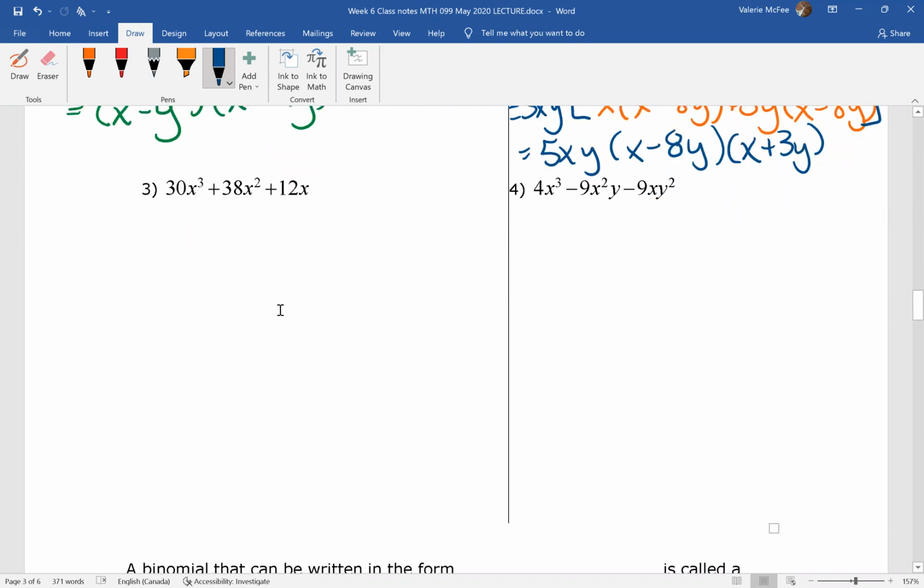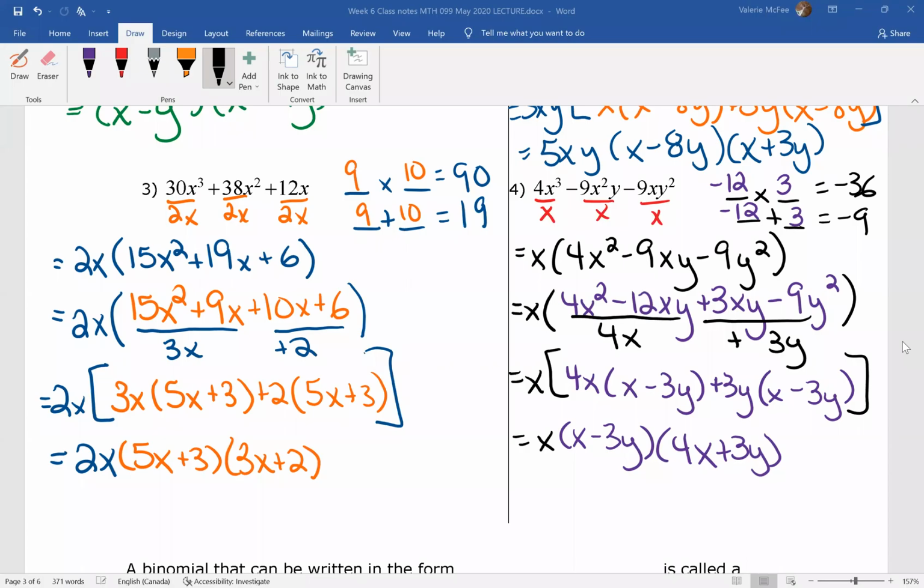Here are two more questions. Pause your video, take some time to answer these. Here's the work for each of these questions. They both had greatest common factors. We split the middle term using our sums and product method, and then factored by grouping.